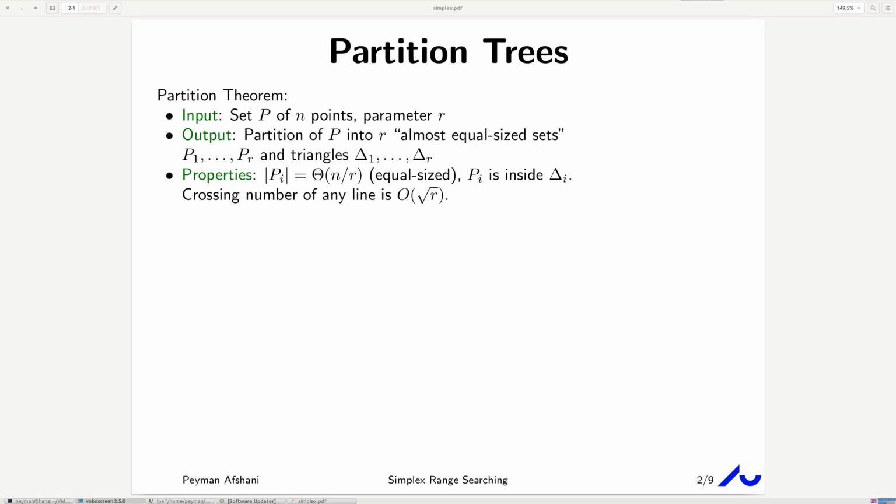Let's start with partition trees. The partition theorem is the following theorem. It says: given a set of n points in 2 dimensions with a parameter r, which is supposed to be between, say, 1 and n over 2 or something like that. So this r is an integer.